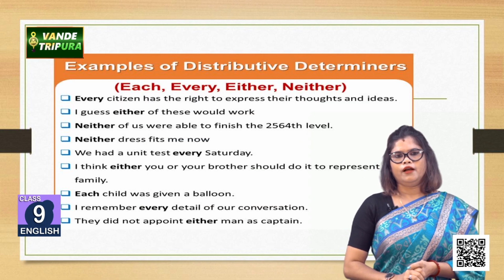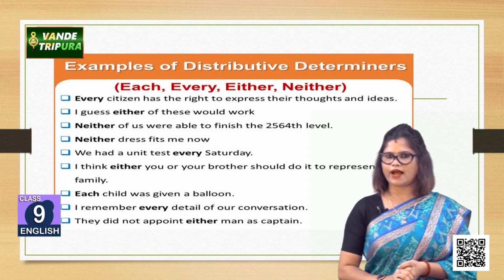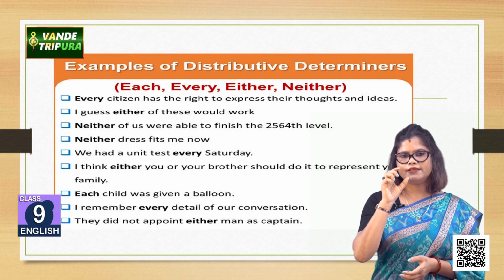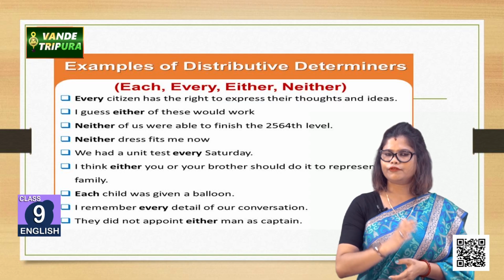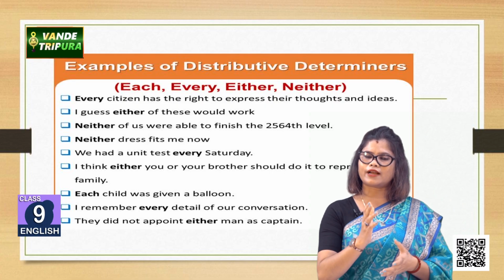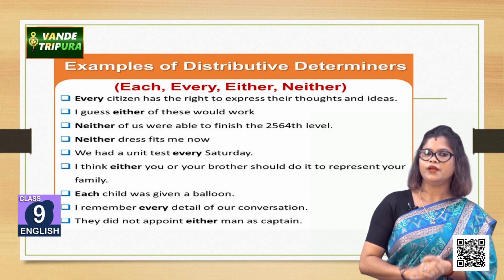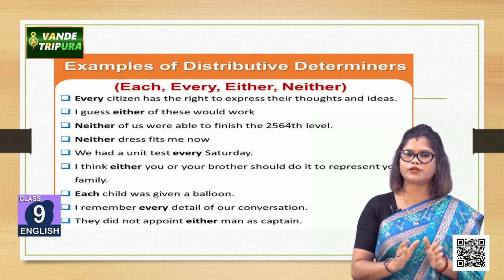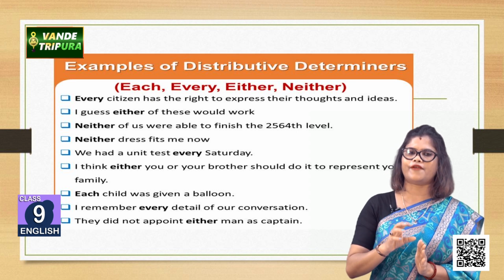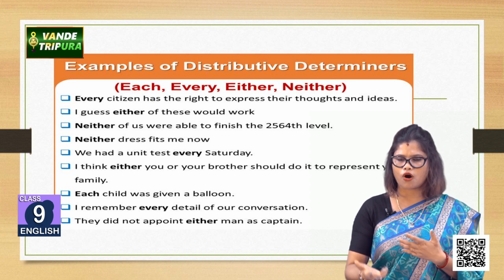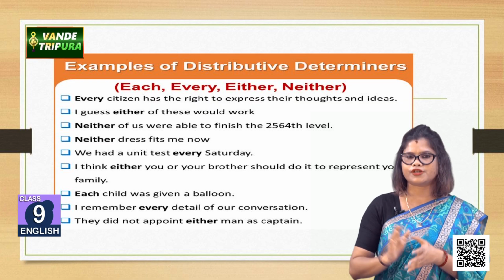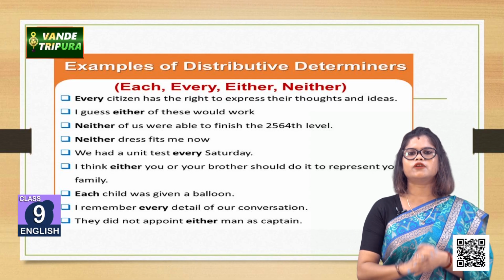Now if you see the examples: every citizen has the right to express their thoughts and ideas. You see the line here, citizen is the noun, and before the noun the determiner comes. So every is here the determiner. What kind of determiner is it? It is distributive, because every shows the distribution of the noun citizen: each and every citizen has the right to express their thoughts and ideas. The word every describes the citizen and shows the distribution.